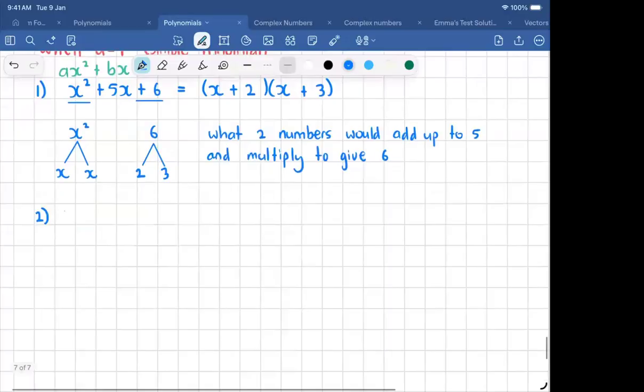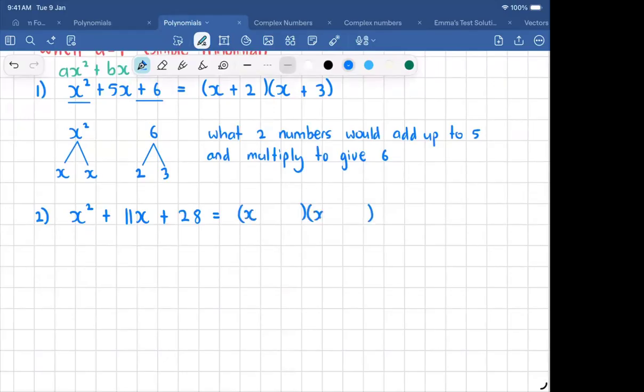Okay, what if we had x squared plus 11x plus 28? To get x squared, you will have to say x by x. Yeah? Yes. And how could you multiply to get back 28, but add to give you what? What do you think in this case? To add to give you 11. Right, what two numbers?